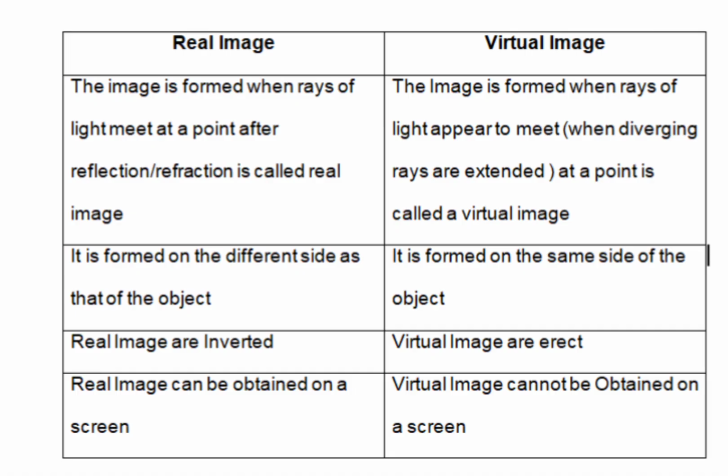The second point: a real image is formed on a different side of an object, and a virtual image is formed on the same side of the object. This second point I will explain while explaining ray diagrams. Okay, third point: real images are inverted, virtual images are erect. Last one: real image can be obtained on the screen, virtual image cannot be obtained on the screen.